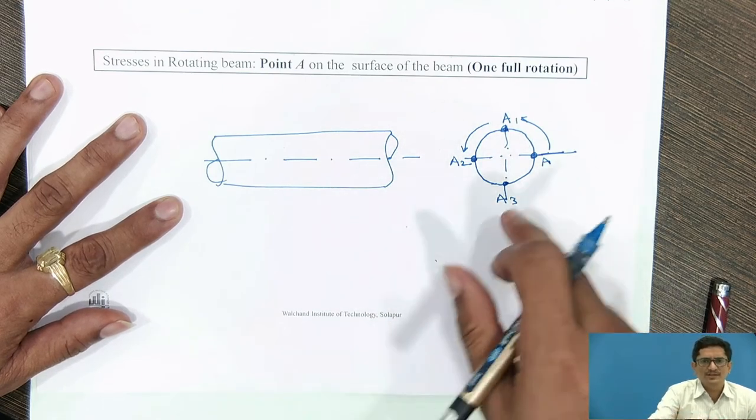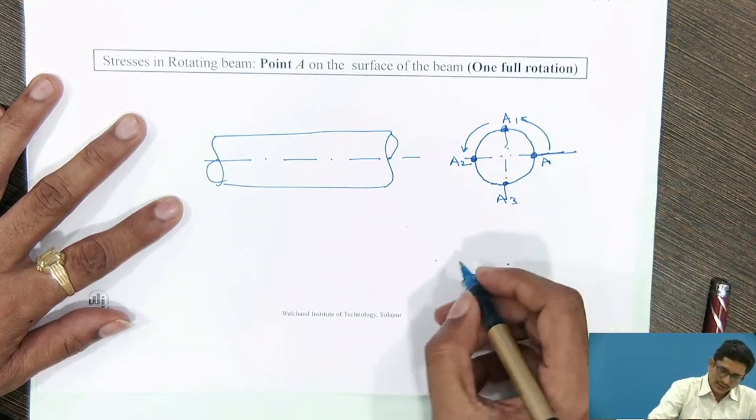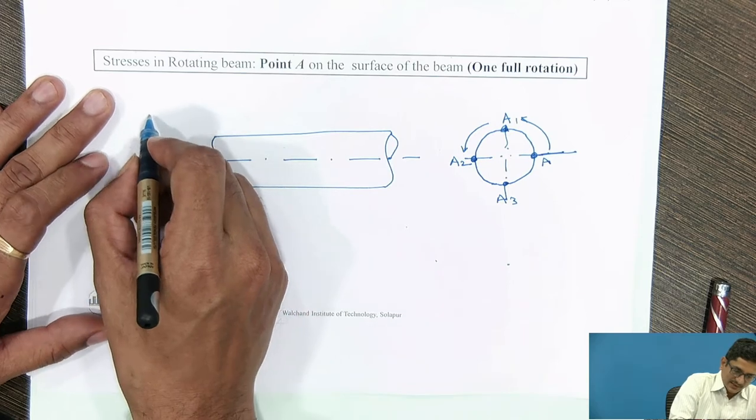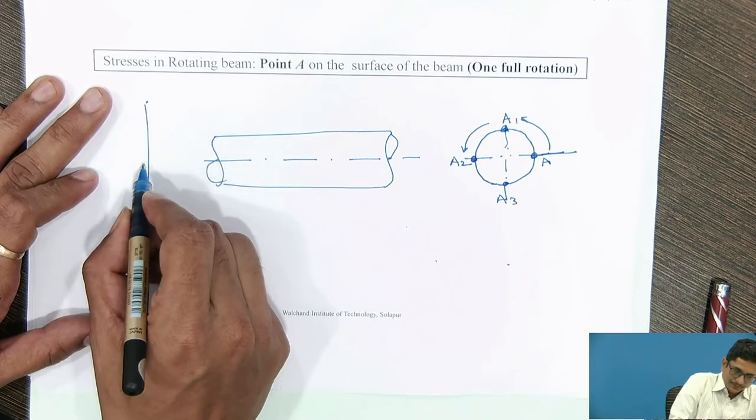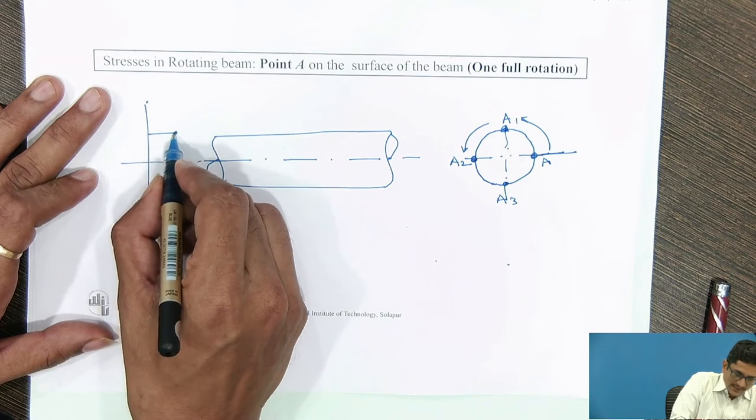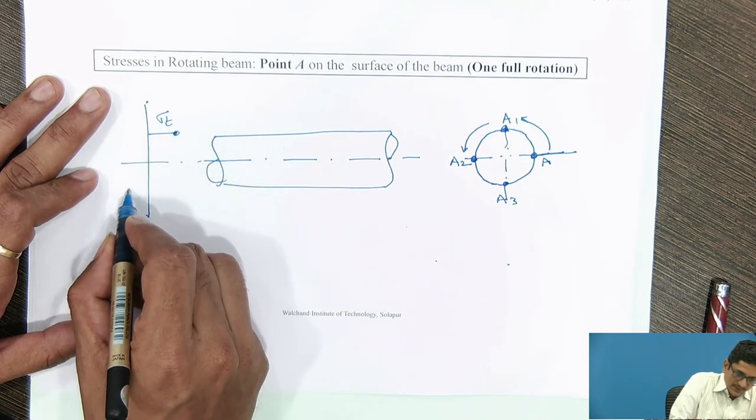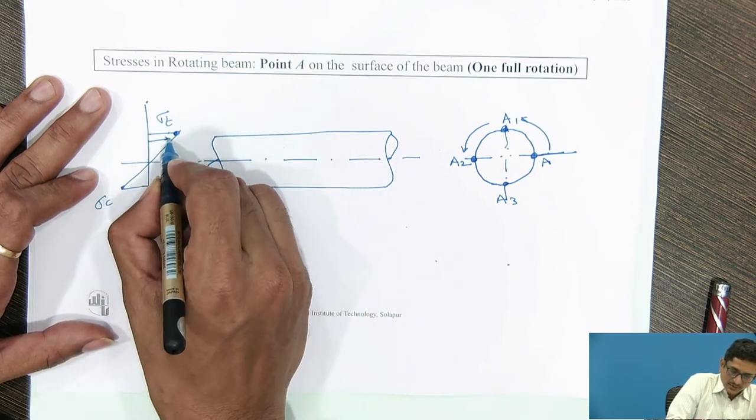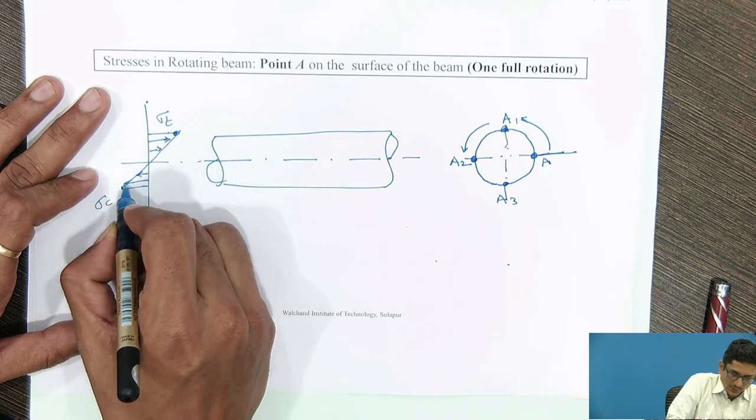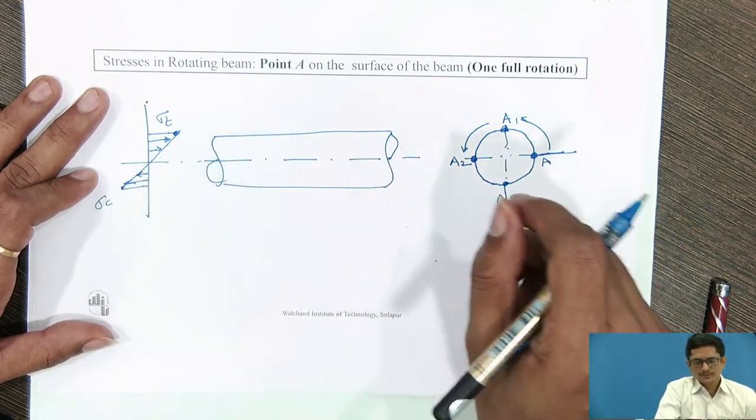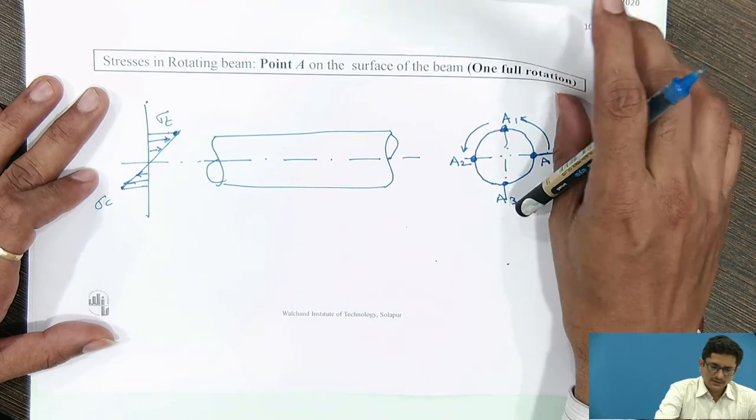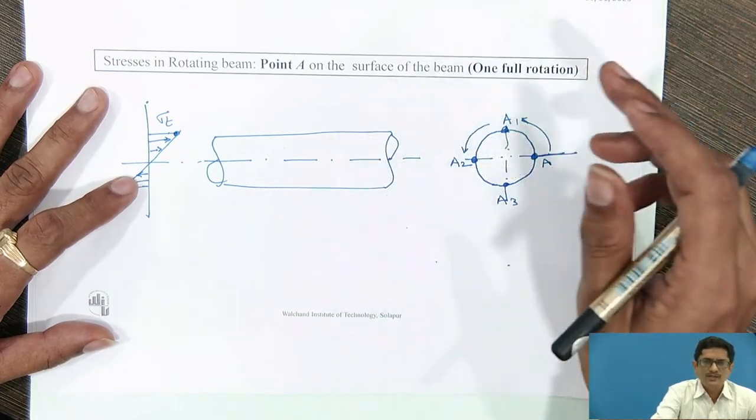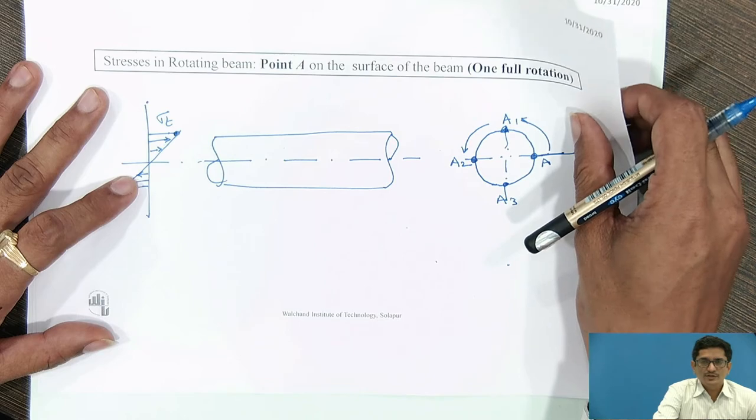That means it is going to repeat the cycle. For this case, I need to check what is going to happen. At the topmost point, it is a full tensile stress. That means if I show the stress distribution, it is the full tensile stress sigma t, and it is full sigma c at this location, plus on the top end, minus on the lower end. It is going to change its magnitude. Then we need to conduct this kind of trials, and count the rotations till which the component is going to sustain this load.